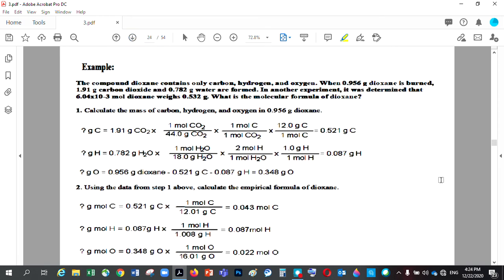Let's look at another example. The compound dioxane contains only carbon, hydrogen, and oxygen. When this whole sample of dioxane is burned, 1.9 gram CO2 and 0.7 gram of H2O are formed. In another experiment, it was determined that 6.04 times 10 to the minus 3 mole of dioxane weighs 0.532 grams. What is the molecular formula of dioxane?